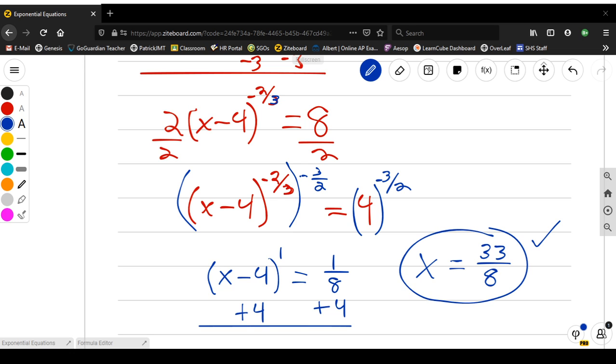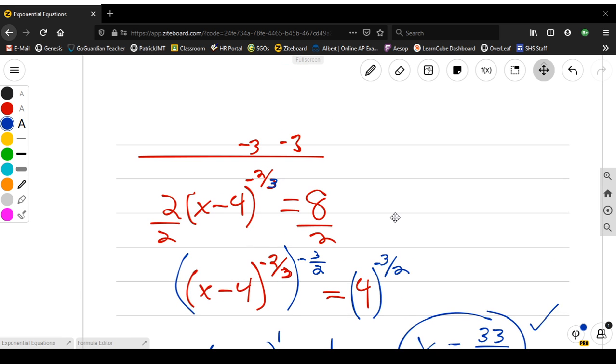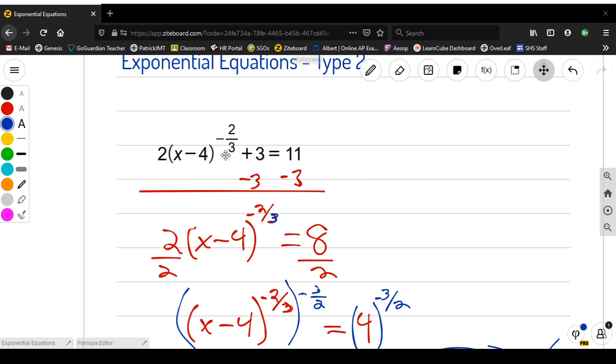So that is the second type of equation. When you have your variable in the base, not up in the exponent like we had yesterday, right? The variable started out in the base here. What did we do? We just solved directly. Subtract 3, divide by 2.